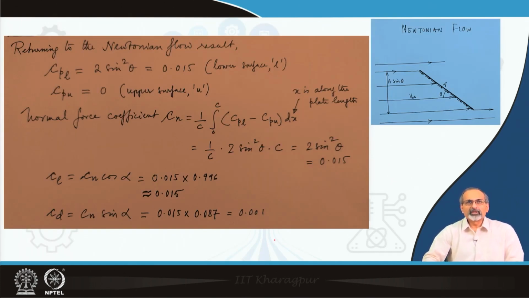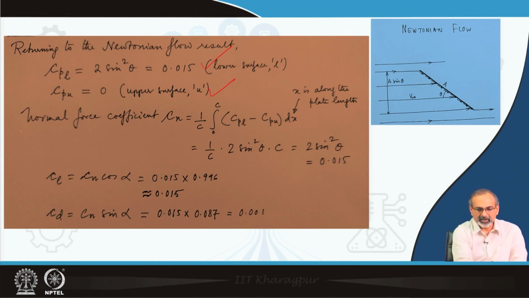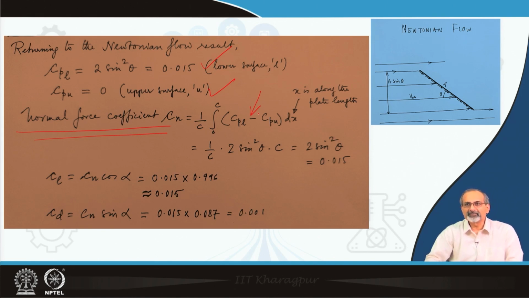Returning to the Newtonian flow result, this is something that we had already worked out earlier, but now we are going to resolve that into two force components CL and CD, first by obtaining the normal force component based on the pressure difference. So, the pressure difference between the upper and lower surface is integrated over the length of the plate in order to get the normal force coefficient, that comes out to be 0.015, and then we resolve based on cos alpha and sin alpha, we get the CL and CD values.